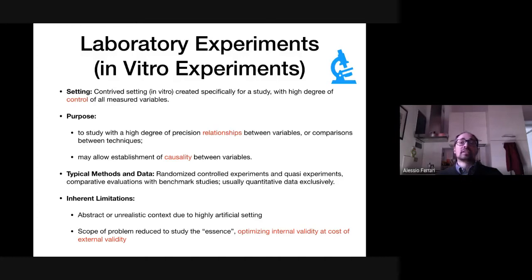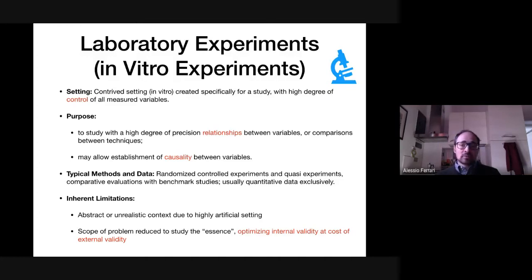I have a full degree of control. Okay. I can measure with a very good precision the relationship between the variables. So if I use a certain method, I can measure what is the fault detection rate in a certain precise manner. If I use another method and I keep all the other variables fixed, I can measure the fault detection rate in a precise way, and I can compare the two methods in terms of fault detection capability.